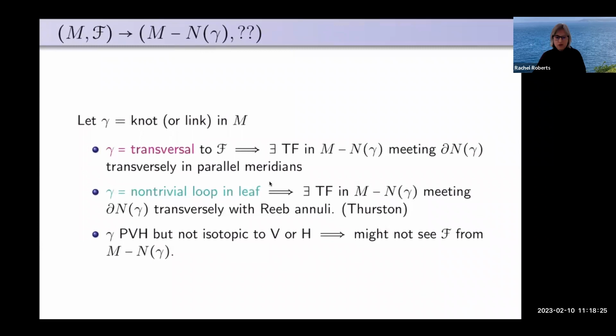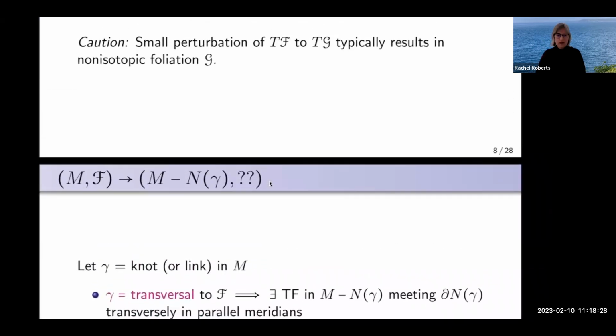So imagine you have a knot or a link in M, and you think about drilling out a knot. And maybe, for example, you want to drill out a knot so that M minus the knot is something fibered. So you don't have complete choice of that gamma. If gamma is a transversal to F, then we can certainly remove a neighborhood of that knot. And we have this foliation in the complement that is still going to be taut, and that meets the knot in parallel circles, parallel meridians, meridian for the Dehn filling we're planning to do.